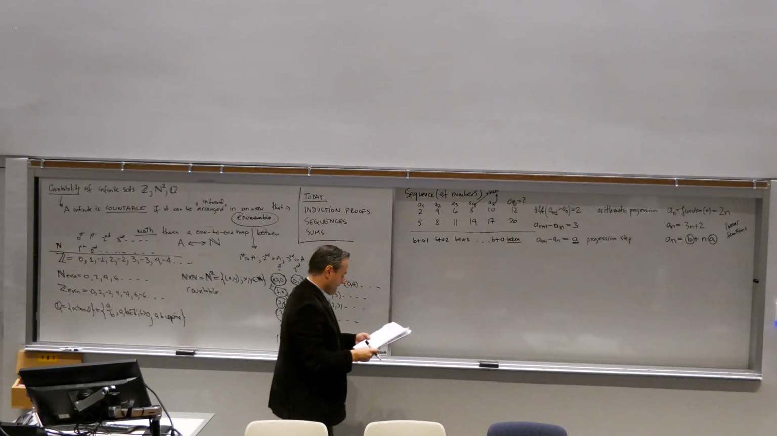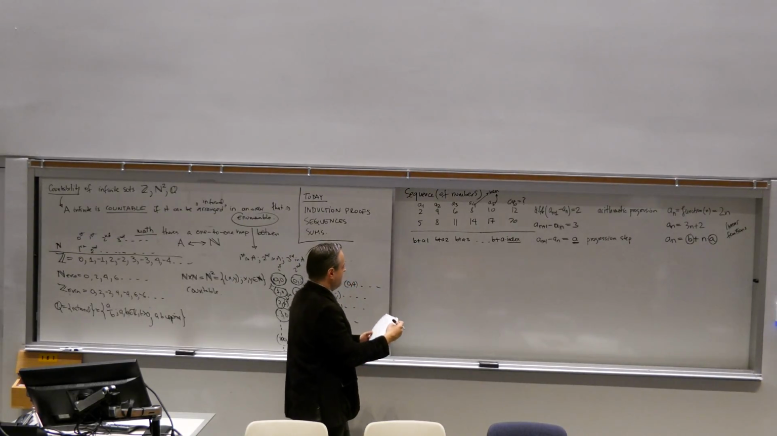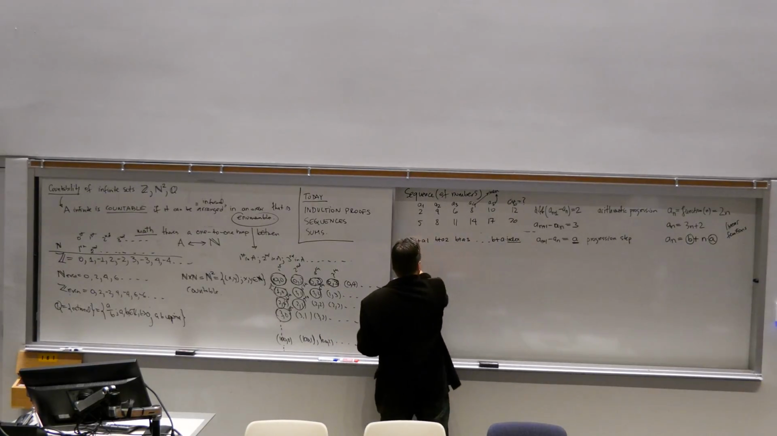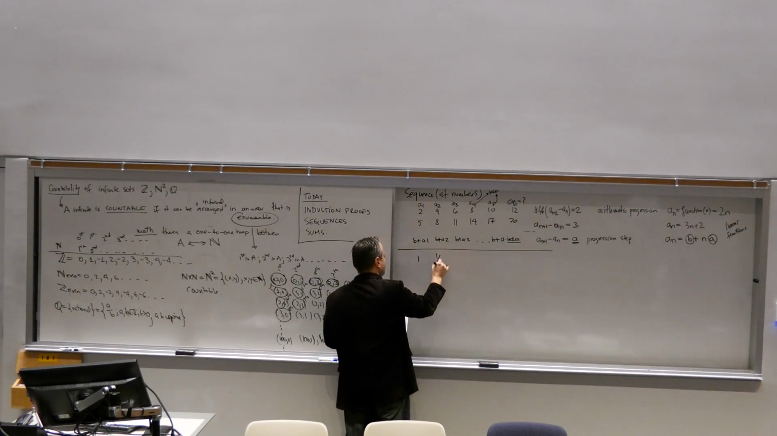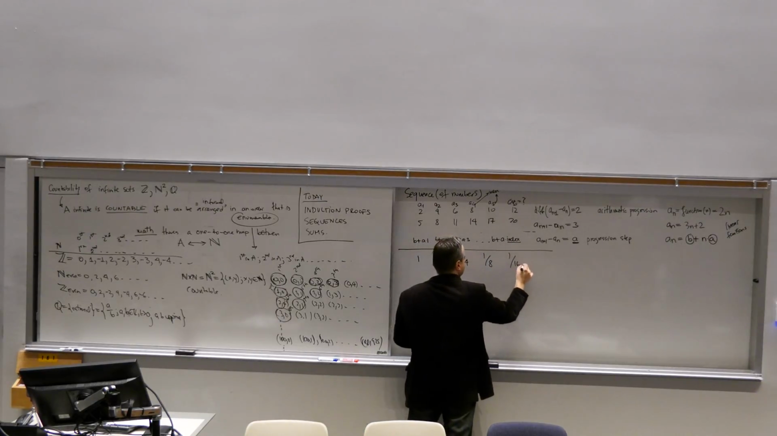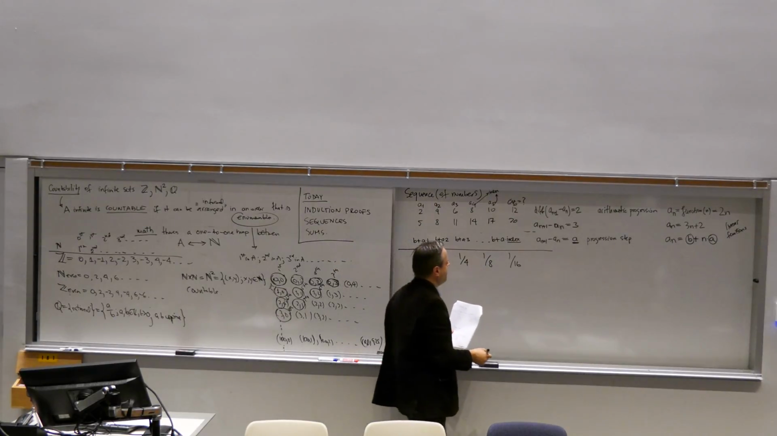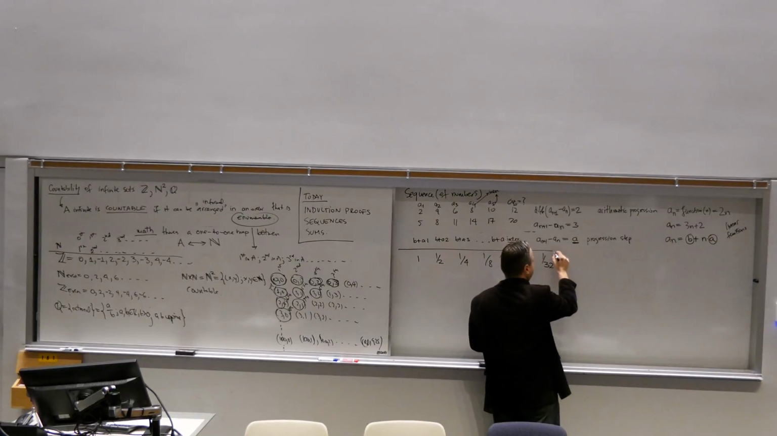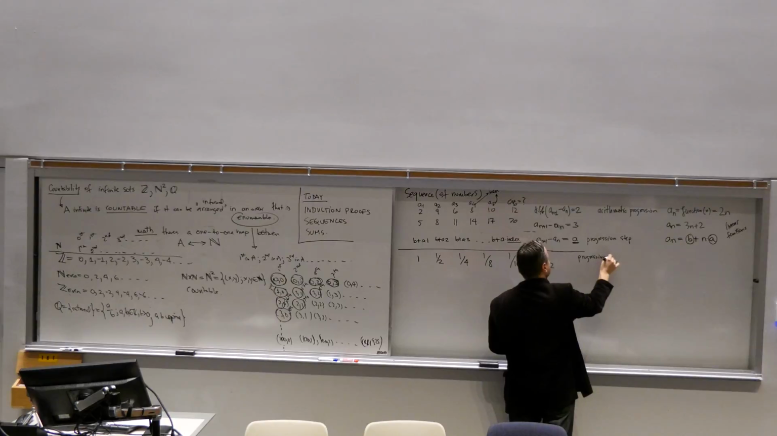Before I do induction, I want to give you another one. Actually, another two. Let's say I have 1, 1/2, 1/4, 1/8, 1/16. What's the next one? 1/32. And how do I write this progression step? What's the rule?